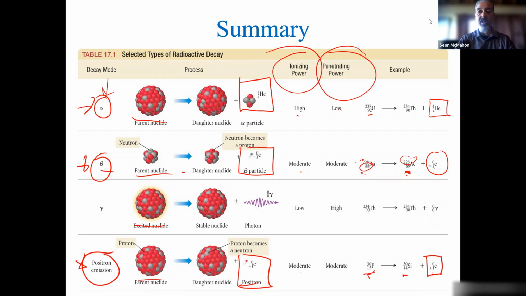So I hope you enjoyed this lecture, and on our last lecture for chapter 5, we will discuss how we can determine how long something's been around through something referred to as half-life decay. You may have heard this with carbon dating, and that will be our next topic.